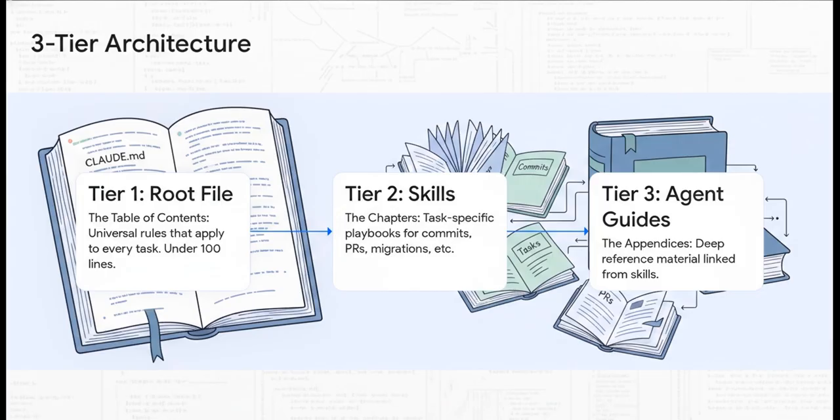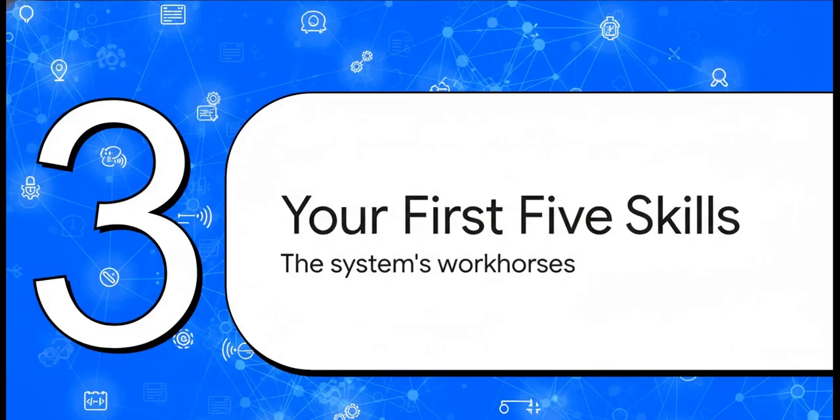And finally, Tier 3, the agent guides, are the appendices. This is your deep reference material that the agent only goes and looks up when it gets really stuck. It's all about progressive disclosure. Give it the basics first and let it pull in the details only when needed. Okay, so let's get our hands dirty and start building this out, beginning with Tier 2.